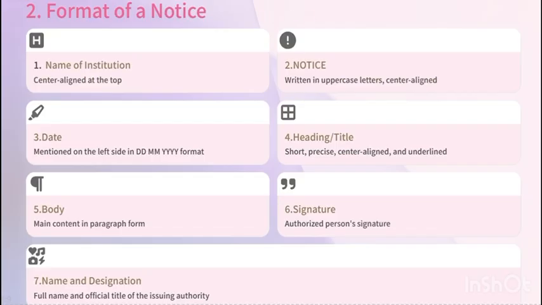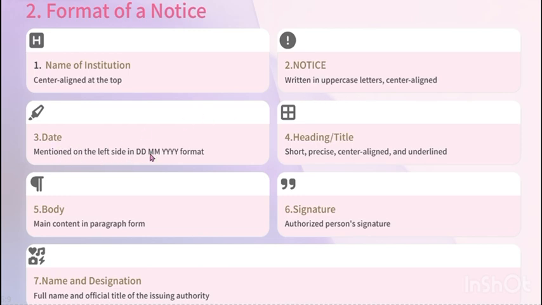Now let's move on to the format of a notice, which is extremely important for the examination. Many students know what to write, but they lose marks because they don't know the correct format. So let's understand. At first, you have to write the name of the school or the institution or the organization who's issuing this notice. It should be centrally aligned, followed by the word NOTICE, written in uppercase, that is capital letters. Again, it should be centrally aligned, followed by the date.